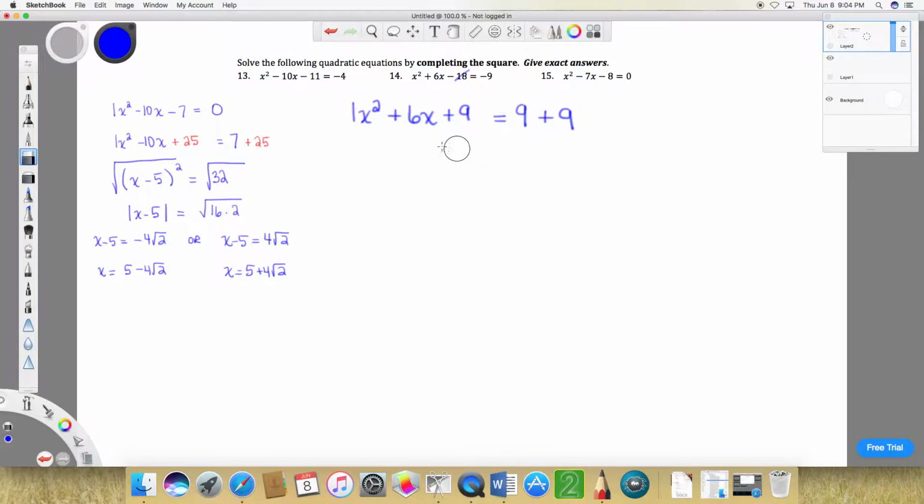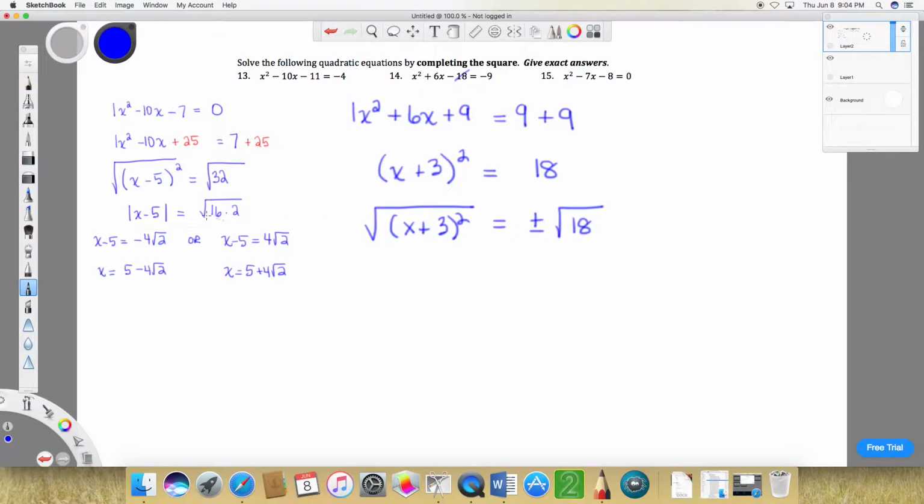But with equations, I have to balance the equations. All right, so on the left-hand side, I can factor this very, very easily. Well, half of 6 is 3. The x plus 3 squared is equal to 18. So what you've always done before when you come in and take the square root, you've always been told, hey, put a plus or minus symbol there.